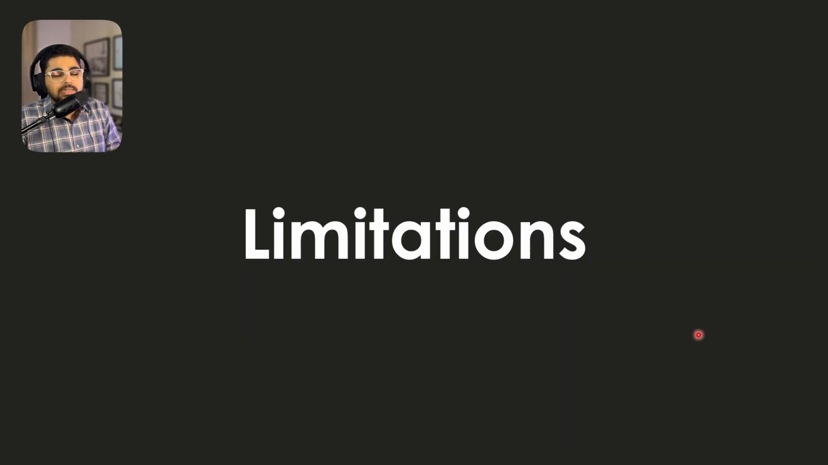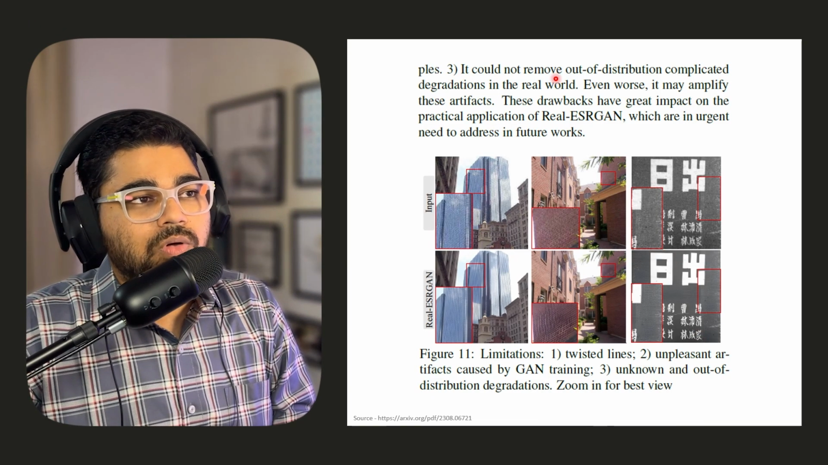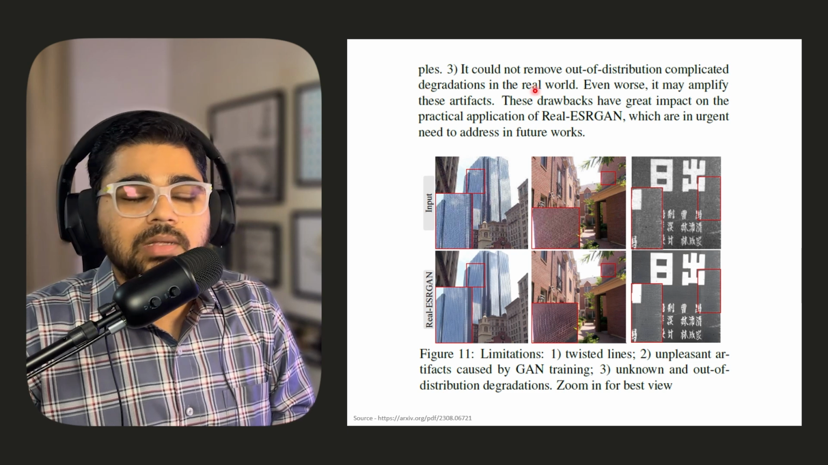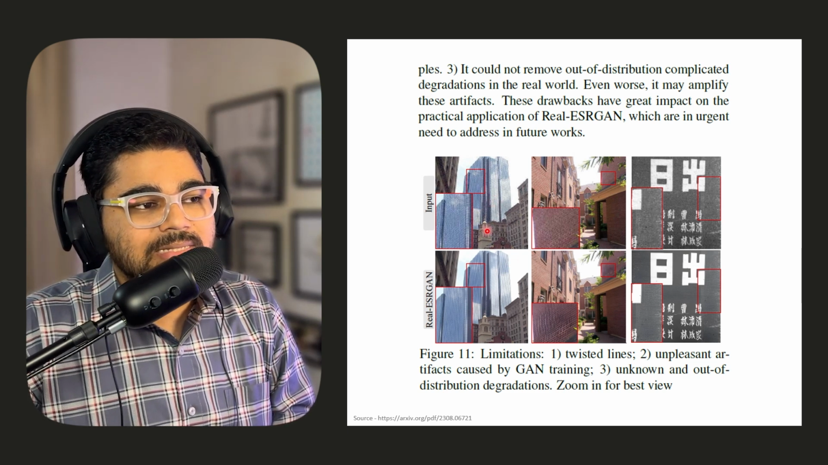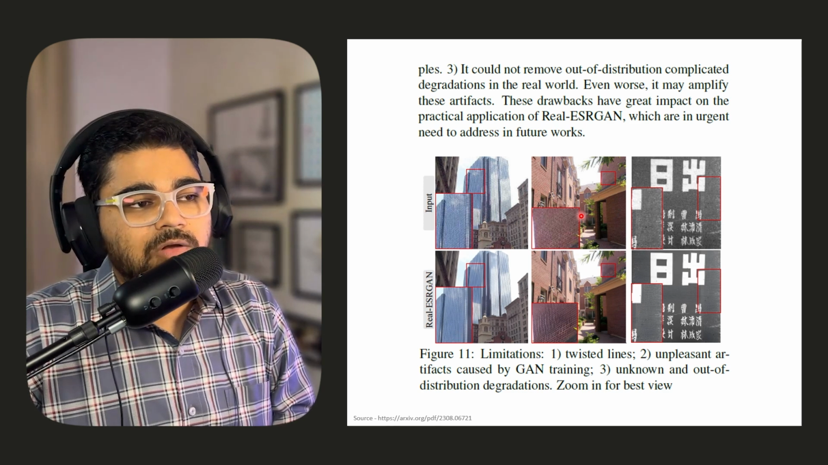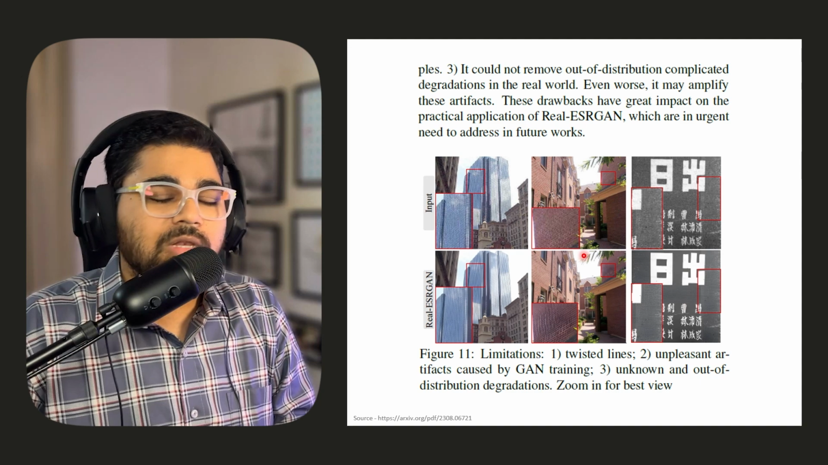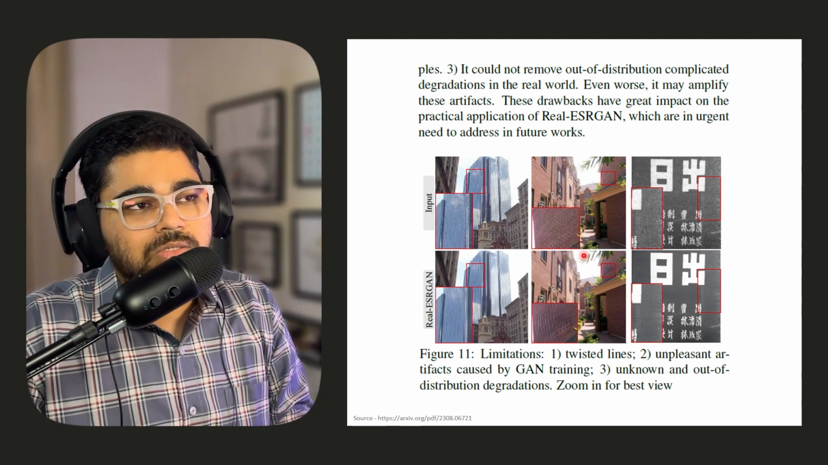And then finally, let's look at the limitations. Everything has limitations in the world of AI. From the paper, I took this snippet which says it could not remove out-of-distribution complicated degradation in the real world. And that is true. For example, in the paper they are showing twisted lines, and when they upscale, they don't do really well. Or when you have this kind of patterns, I have noticed that when you upscale a pattern, it just does a crisscross or a knitted pattern and doesn't do really well.